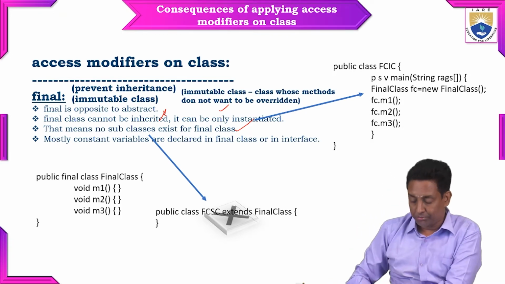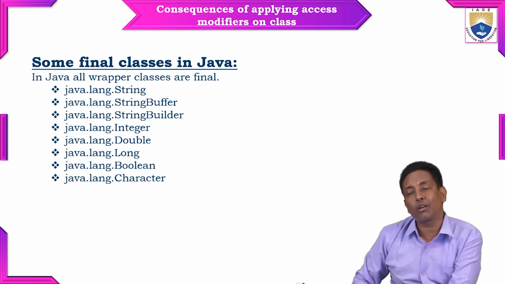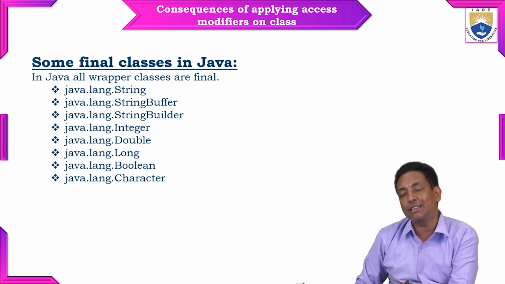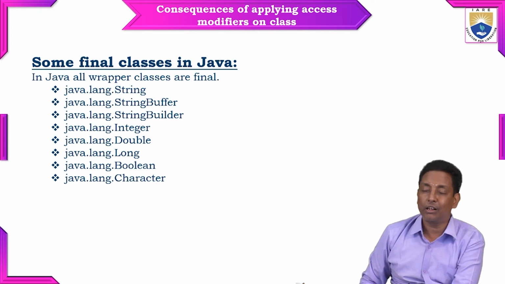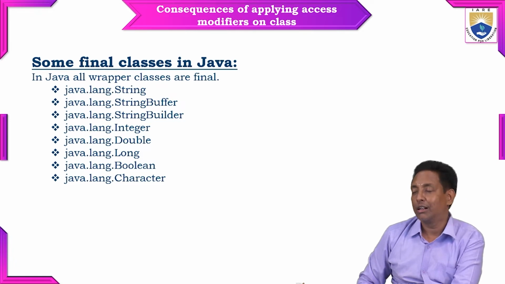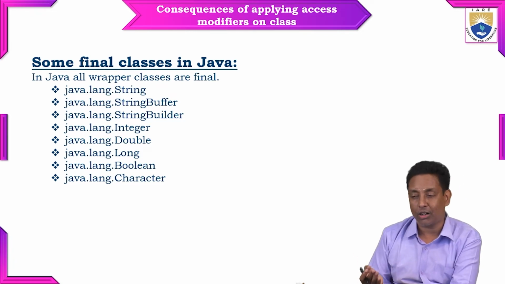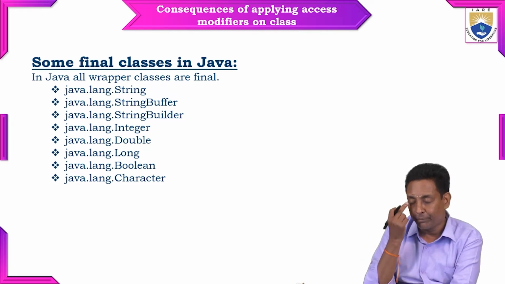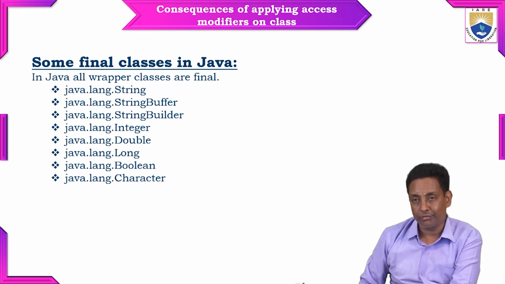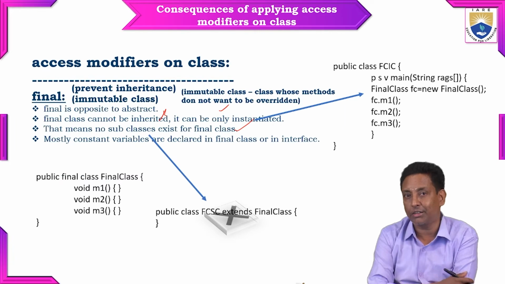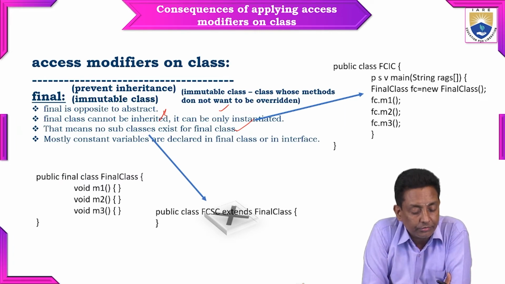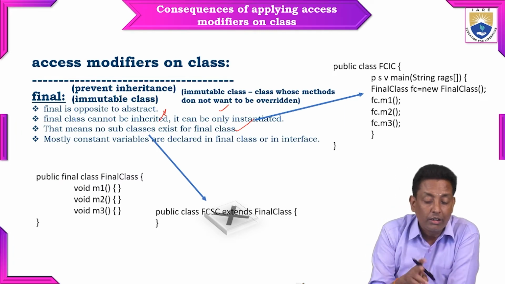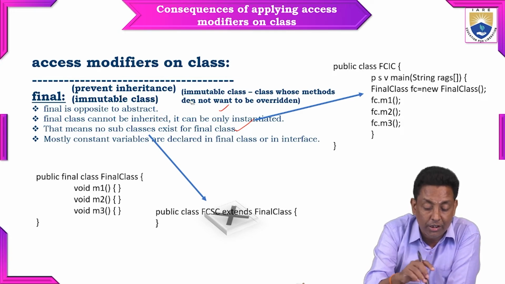I'll show you. Almost all wrapper classes in Java are serializable, including String, StringBuffer and StringBuilder. And all wrapper classes like byte, short, integer, long, float, boolean, character, all wrapper classes are final classes. So we'll come to the discussion anyway. So that means no subclass exists for a final class.